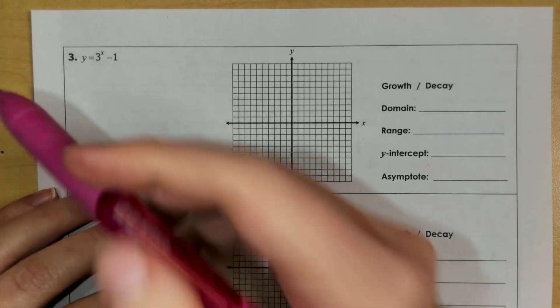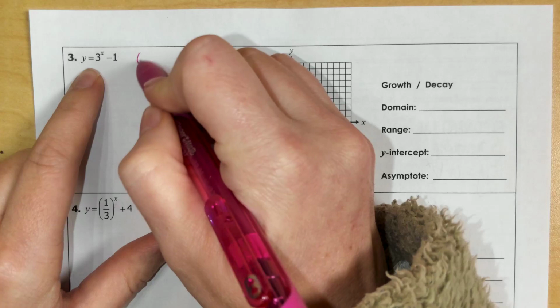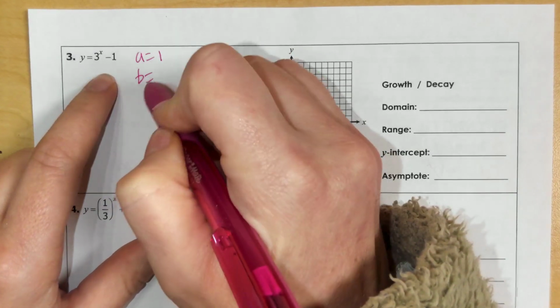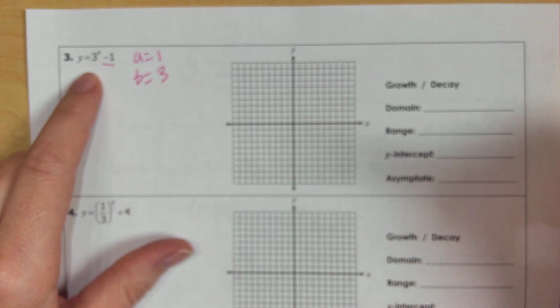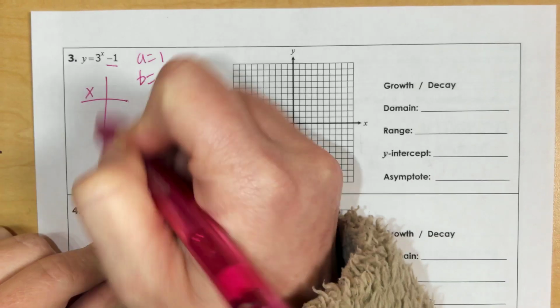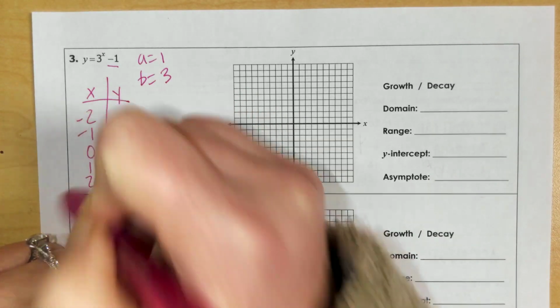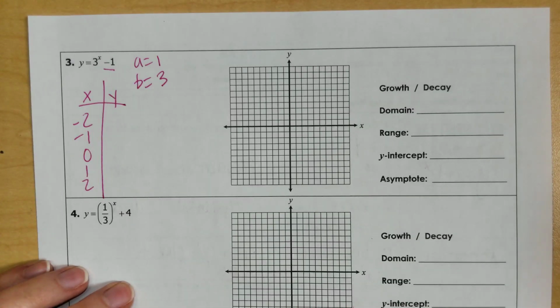So this one actually has, again, no number being multiplied by this. So in this case, a is still 1. b, our number being raised to the power of x, is 3. And then we also have this minus 1 out here. So that's going to be part of the equation that'll help us when we start to create our ordered pairs. So I'm going to create my table here, x and y. And again, I'm just going to pick some random x values, and I'm just going to keep using -2, -1, 0, 1, and 2 just to help me visualize.